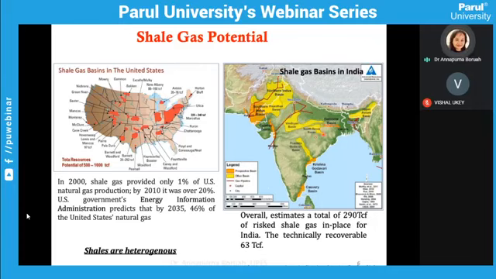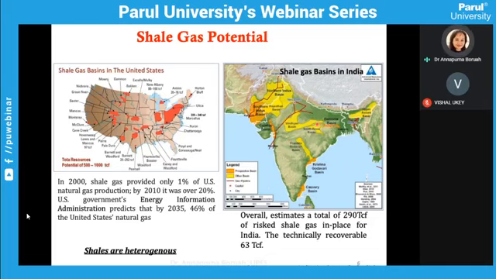As I have told you, most of the research was restricted to a few basins only. If we do exhaustive investigation, then this value will definitely increase. But in all these basins, shales are very heterogeneous, and there are lots of challenges. That is why India is not producing commercial shale gas yet. Only pilot projects were done.